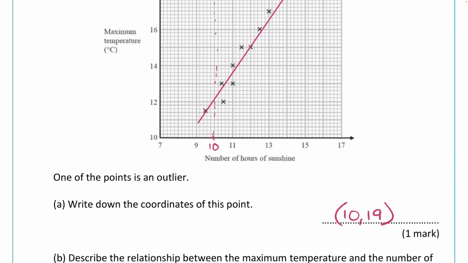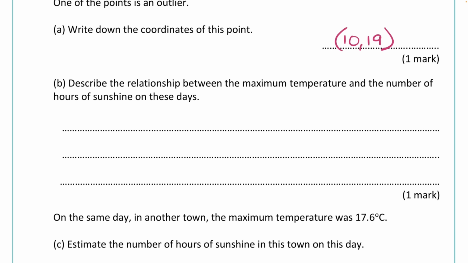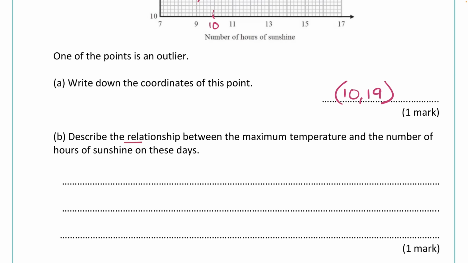For part B, it says describe the relationship between the maximum temperature and the number of hours of sunshine each day. So if we are describing a relationship, that's different to describing the correlation.